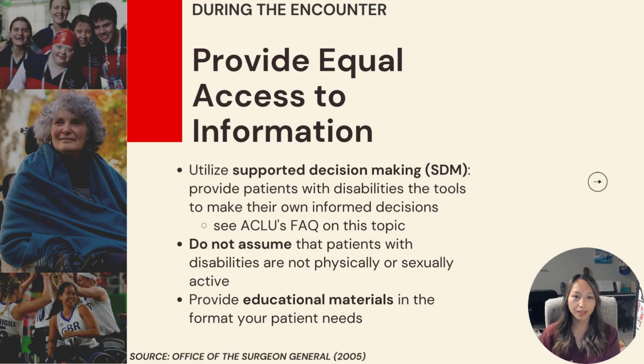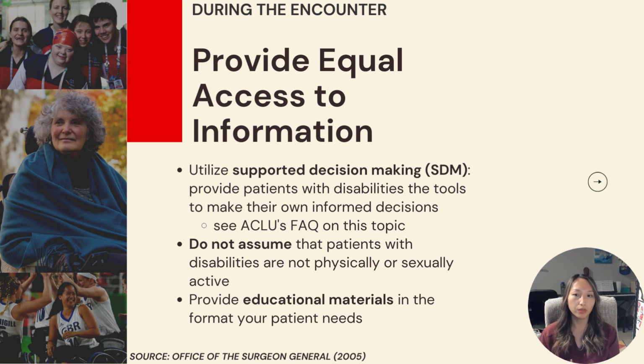So during the encounter, I think the first thing is to make sure that you are providing equal access to information. And here I'm extrapolating on recommendations that were given through the Office of the Surgeon General and using specific tools that were suggested to us through patient advocates as well as online. So the first thing is to utilize supported decision making. And this is really a fancy term that is basically saying to provide patients with disabilities the tools they need to make their own informed decisions.